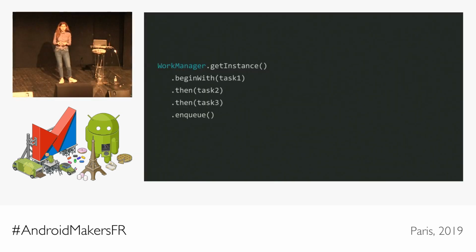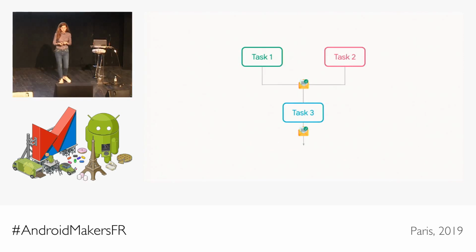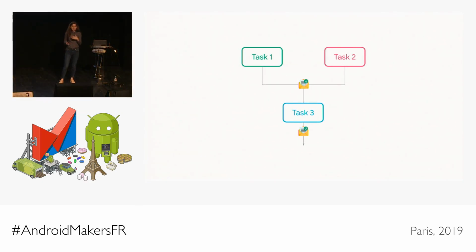In terms of code, that chain of tasks could be written like this. So we get an instance of our WorkManager and beginWith task 1, then continue with task 2 and 3. An important thing to mention here is that beginWith and then return a WorkContinuation object. Okay, let's take another scenario.